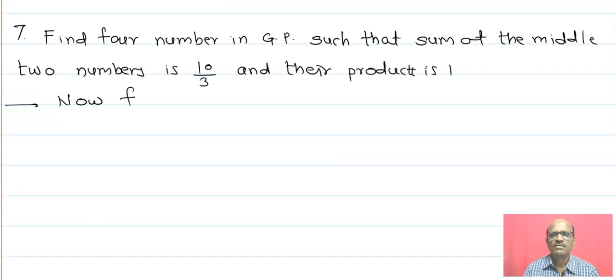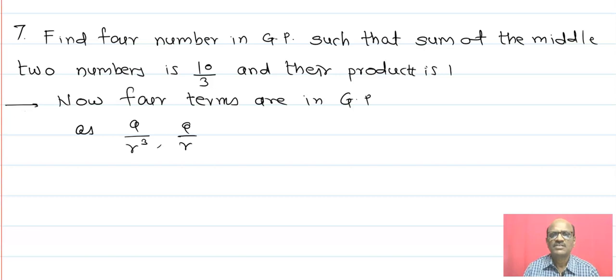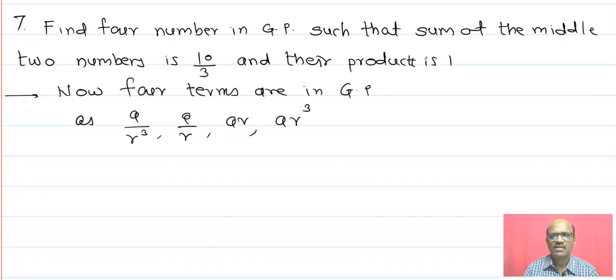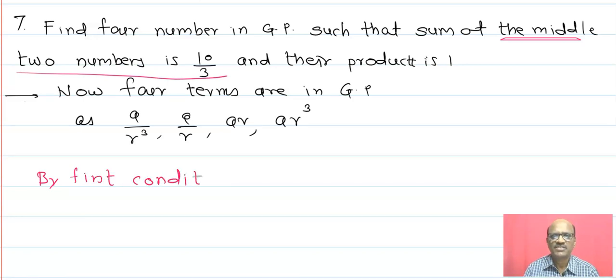Find the 4 numbers in GP such that the sum of the middle 2 terms is 10 upon 3 and their product is 1. Now see this, the four terms are in GP, that is, they are a upon r cube, a upon r, ar, ar raised to 3. That is the sum of the middle terms, by the first condition.